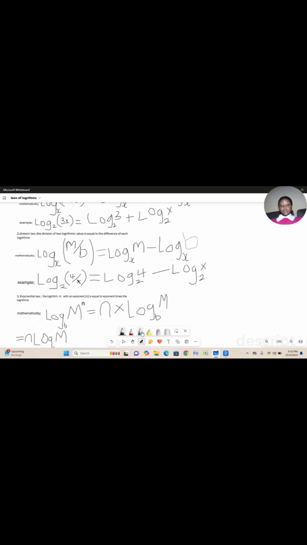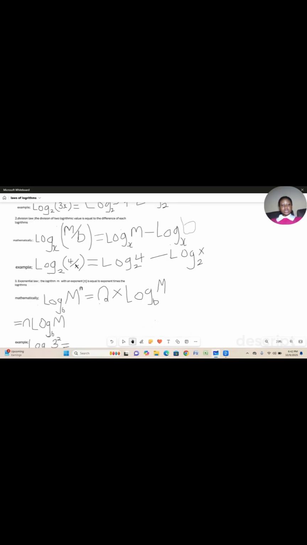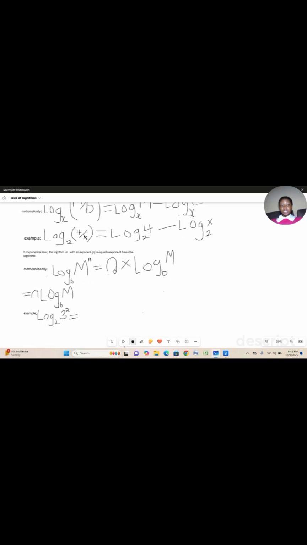Yeah. So moving to the next one, the exponential law. The logarithm of m with an exponent n is equal to the exponent times the logarithm. That is when the exponent is a power. So when a logarithm m has an exponent n, how do you solve it?